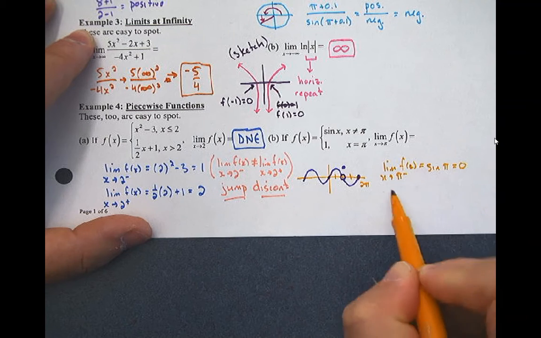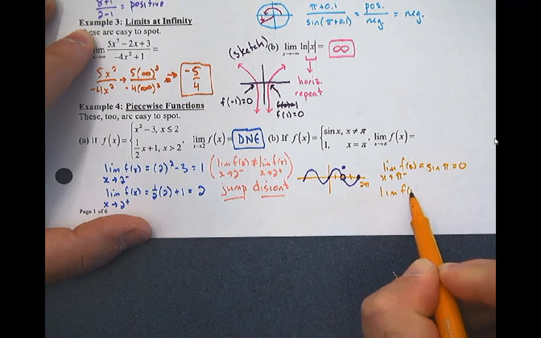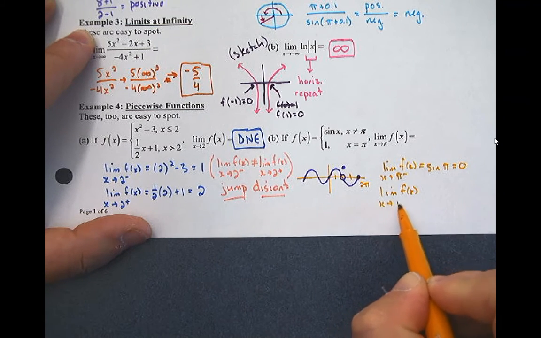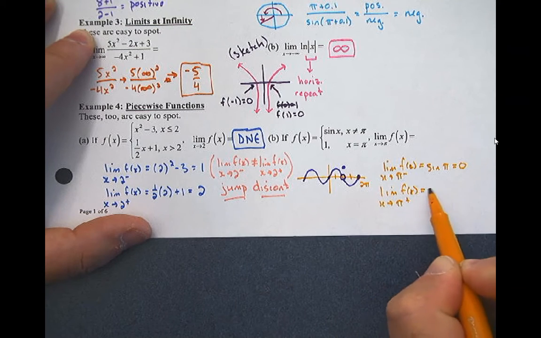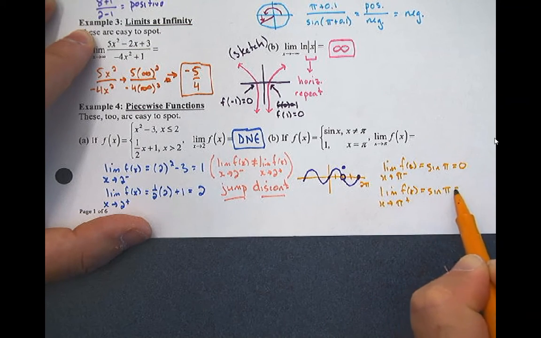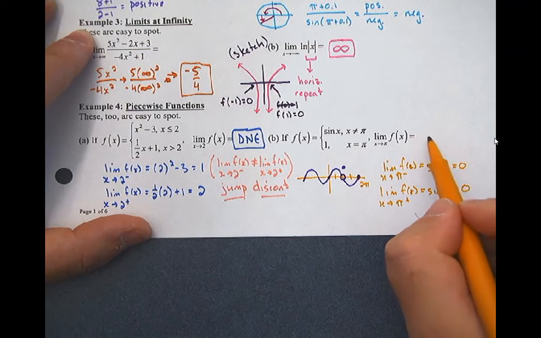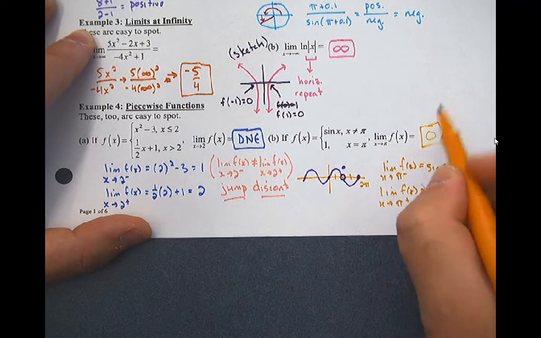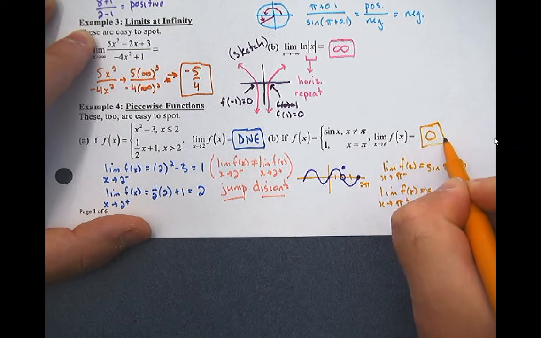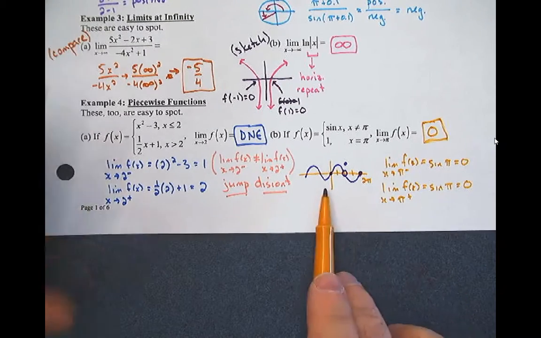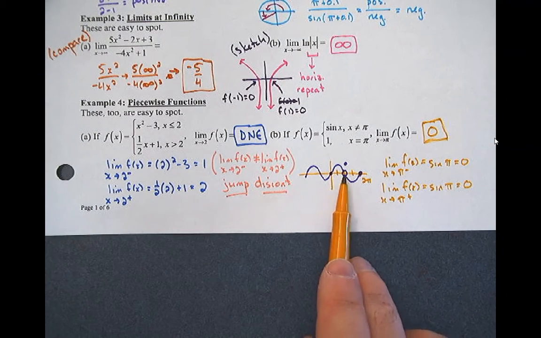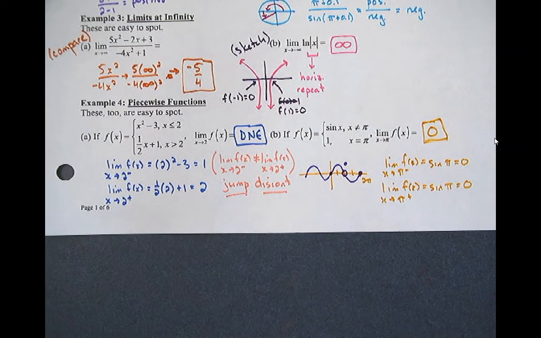Sine of pi is 0. The limit of f of x as x approaches pi from the right is also sine of pi, which is 0. And since our one-sided limits are headed to the same place, the overall limit is 0. And if we look at our picture, that's exactly what our picture is doing, right? Our picture is approaching a y value of 0.